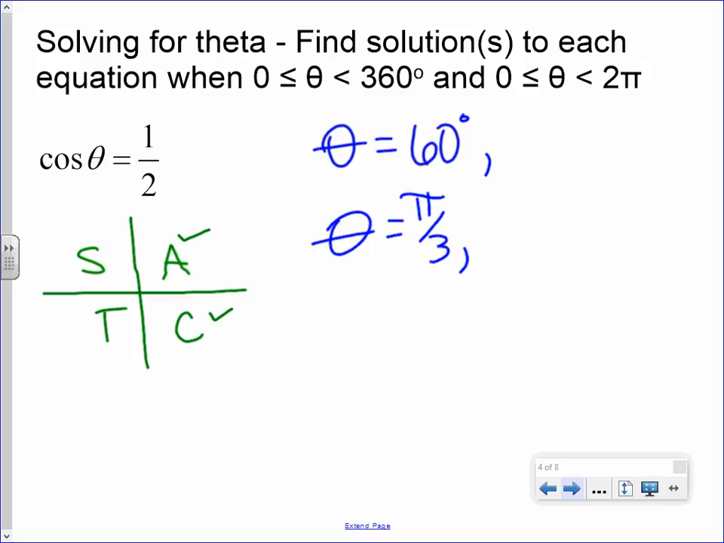But then cosine is also positive in the fourth quadrant. So with a 60-degree reference angle, where would we be in the fourth quadrant? 300. If we're talking about radians, pi over 3 is our reference angle. We'd be at 5 pi over 3. And there we go. Not as scary as you thought it was going to be. Most of the time, you will get two answers, two angles, but there are very few cases where you might only have one, and that would be at like a quadrantal angle. Okay?